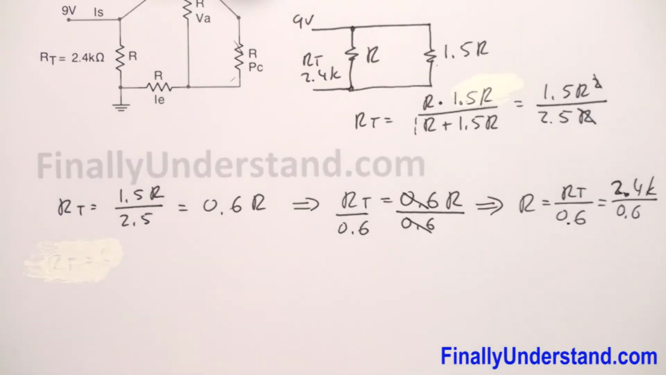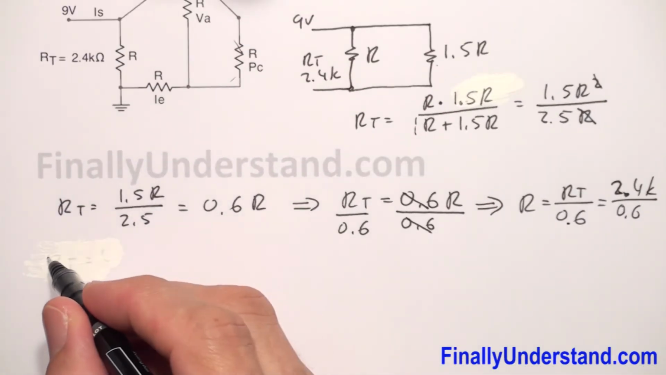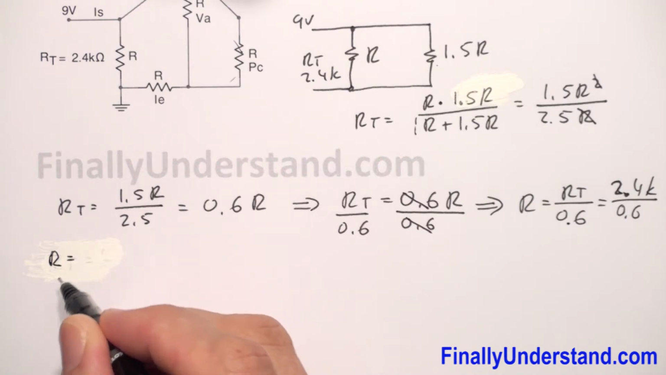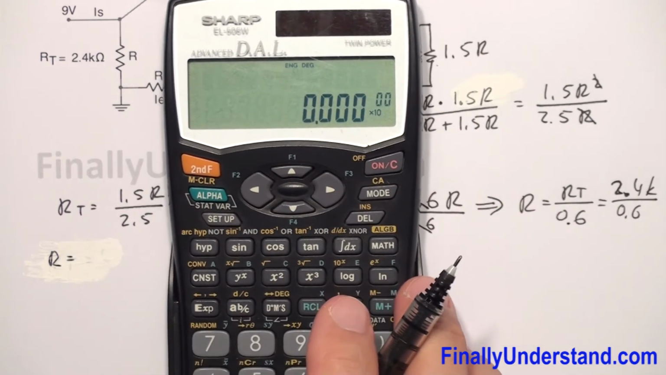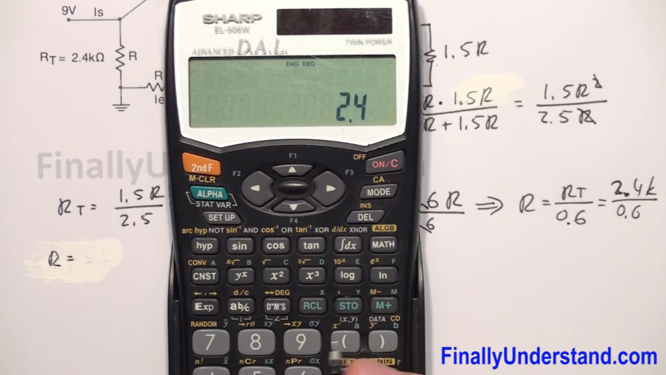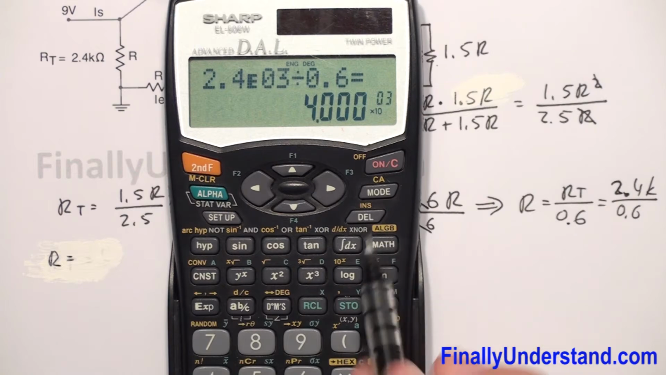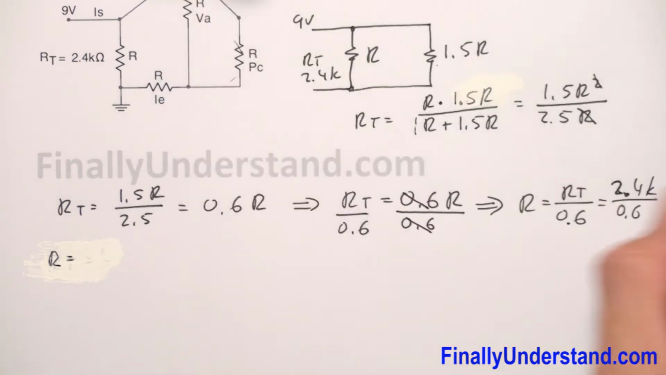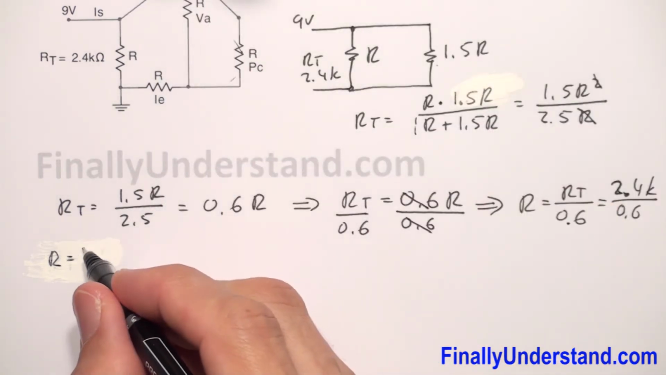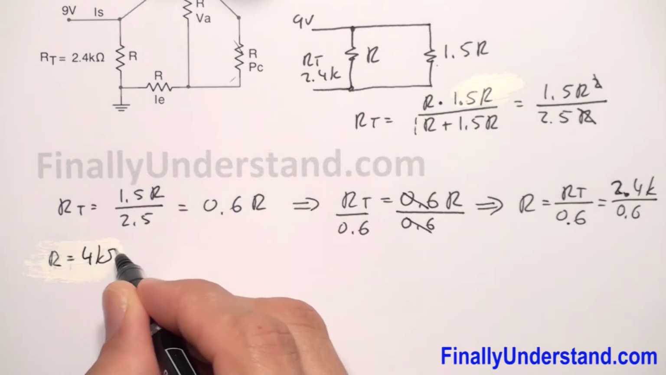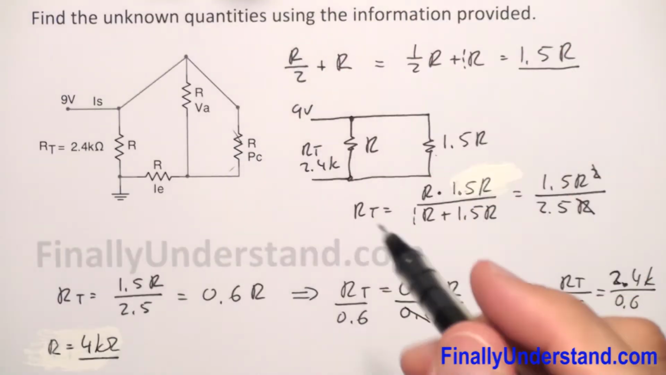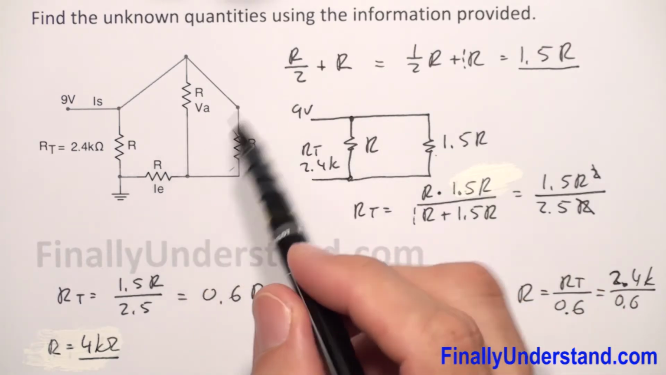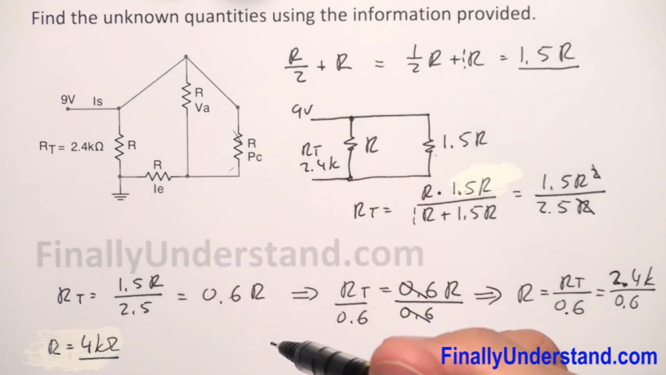So now we can use the calculator to find the value of R. R is equal to 2.4 exponent 3 divided by 0.6. This is equal to 4 kilo ohms. So R is equal to 4 kilo ohms. So every resistor in this circuit has a value of 4 kilo ohms.